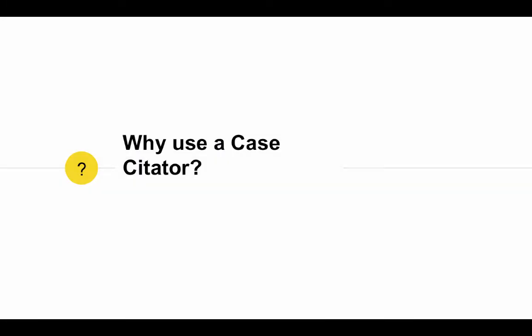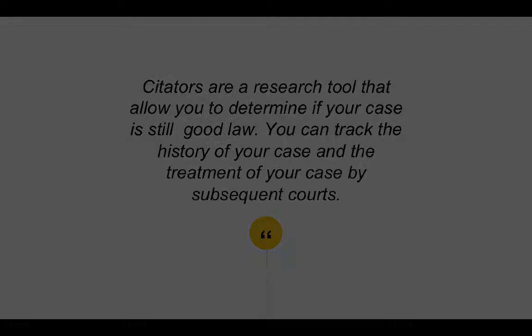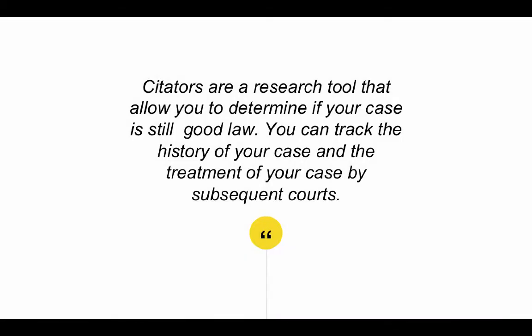So why is this information useful to you? With the information that case citators provide, you can use them for a number of different purposes. For example, case citators will allow you to determine if your case is still good law, in that you can track the history of your case and see whether it has been overturned on appeal at a later time. The citator also helps inform you of the treatment of your case by subsequent courts. For example, how have they treated a principle of law discussed in your case?